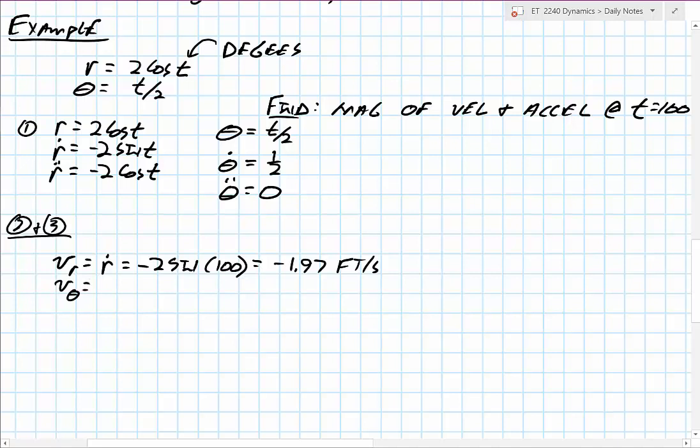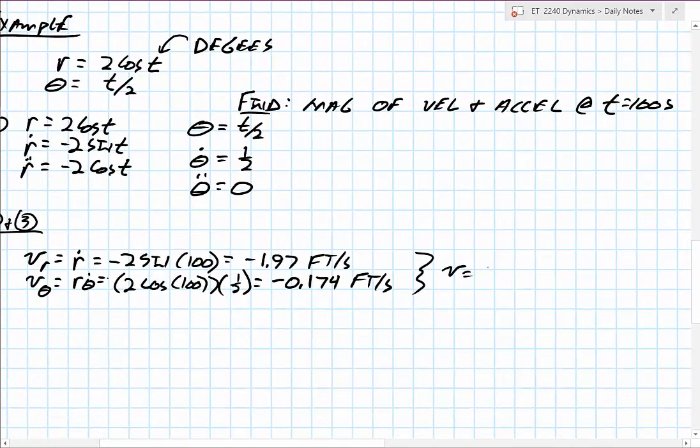My velocity in the transverse direction, we said, is equal to r theta dot. So our r is 2 times cosine 100, and I'm going to multiply that times my theta dot, which I have 1/2. And if I do all that, I end up with, hopefully, minus 0.174 feet per second. So my overall magnitude of velocity then would be the square root of the sum of those squares. And to save time, I'll assume you can do that part. I have 1.98 feet per second.